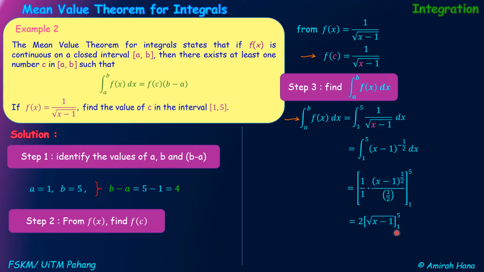From here, we can replace the upper limit 5 into x here, okay? So we get 5 minus 1, which is 4, and the square root of 4 equals 2. And then in between is minus, and then we replace the lower limit 1 into x here. So we get 1 minus 1, which is 0. The square root of 0 equals 0. Okay, and we still have the constant 2 outside here, right? So after we simplify, we get 4. Okay, the integration from a to b of f(x) dx equals 4, right?